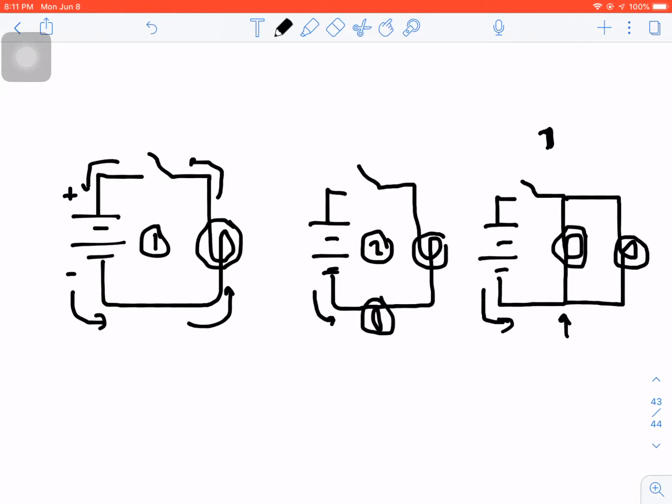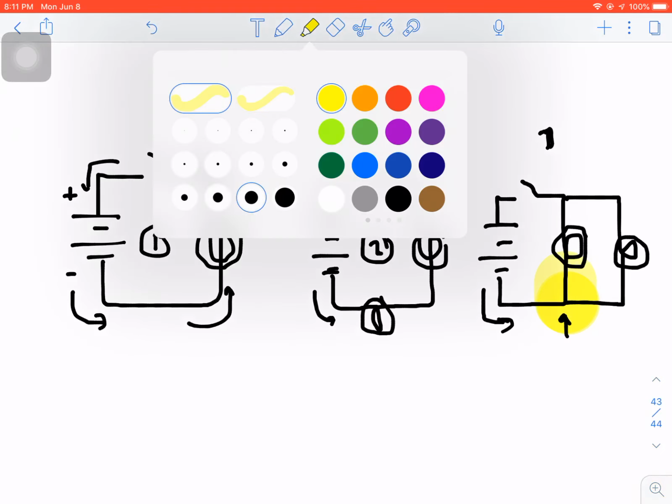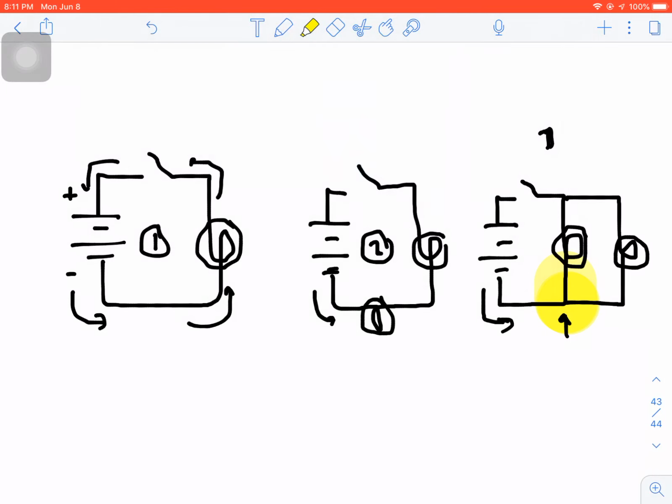If they go through bulb A, as they travel along here and go through bulb A and get to the other side, right, they're going to go back to the battery. Okay, so there's my first possibility.